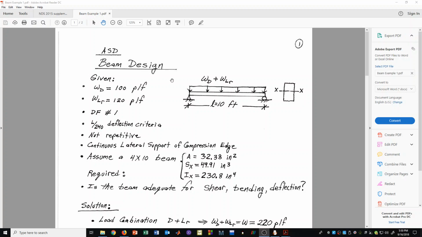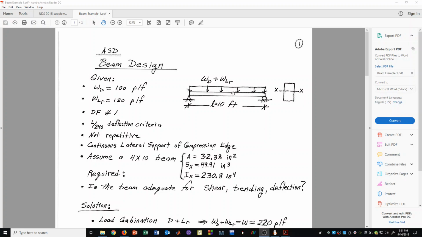In this video, we will do a common and simple allowable stress design beam design. In this particular case, we are given some information, and you can see a picture here depicting the beam that we are going to design. We have a simply supported beam. It's 10 feet long, and it has a uniformly distributed load on it.